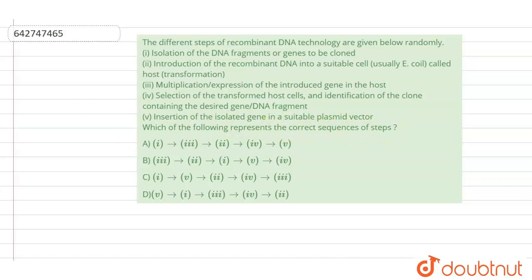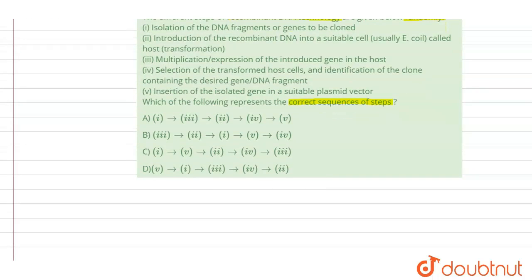So in this question, we have been given the steps involved in recombinant DNA technology. Now these steps have been given randomly, so we have to select the correct option according to the correct sequence of these steps. As the question is talking about recombinant DNA technology, let us look at what are the steps involved in recombinant DNA. So the first step is to isolate the piece of DNA that we want to make a recombinant. So the first step is isolate DNA. So we can see here that number 1 will be the first step.